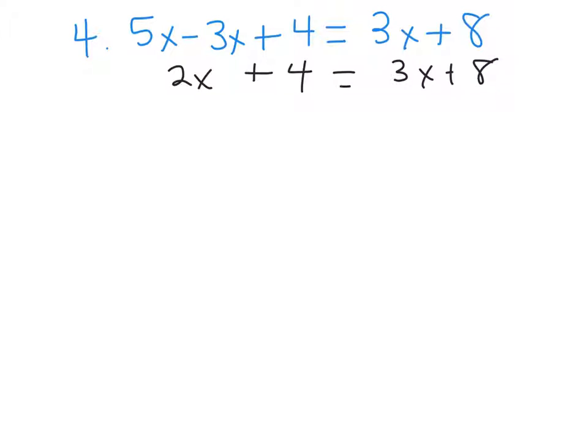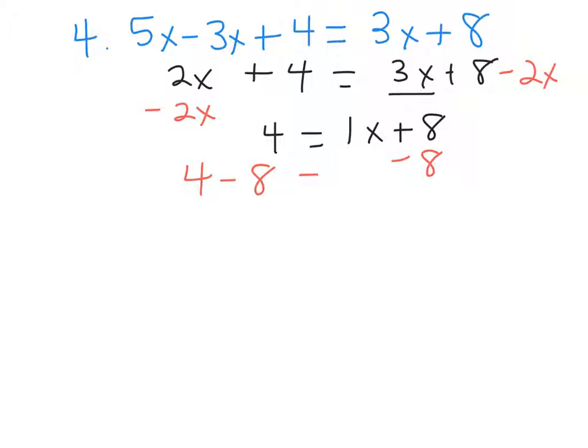Now my largest coefficient is over here, so I'm going to get rid of the 2x on this side. Now I'm left with 4 on this side and 1x plus 8 on this side. Now I can take away the 8 here, and I would have 4 minus 8.